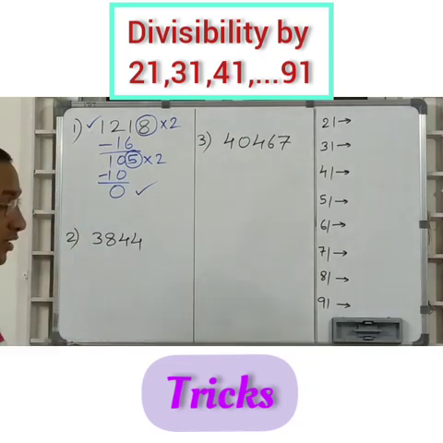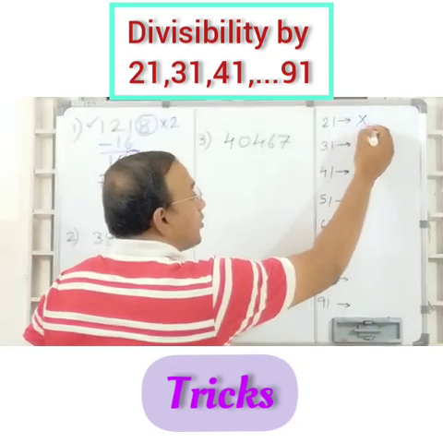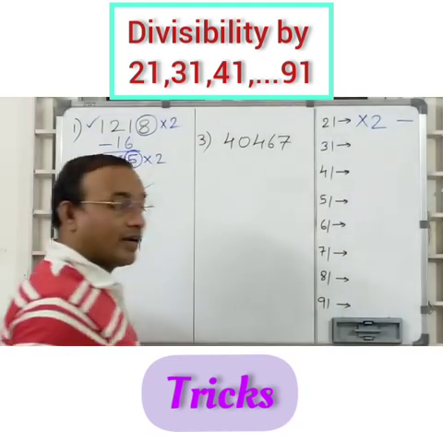What is the rule, friends? So here we go like this. Multiply with 2 and subtract from the remaining digits.